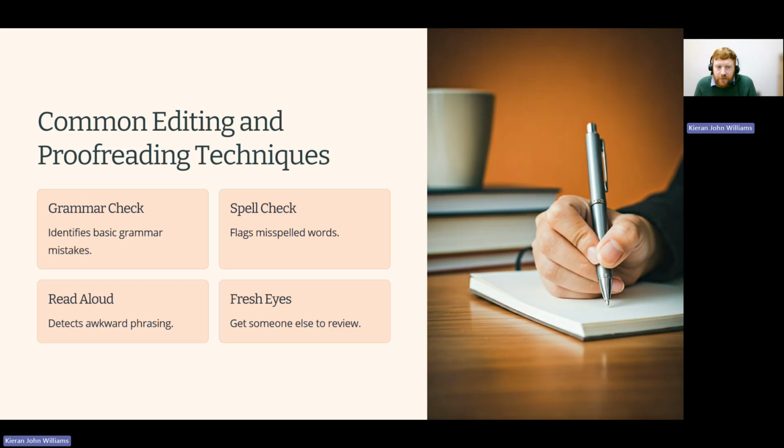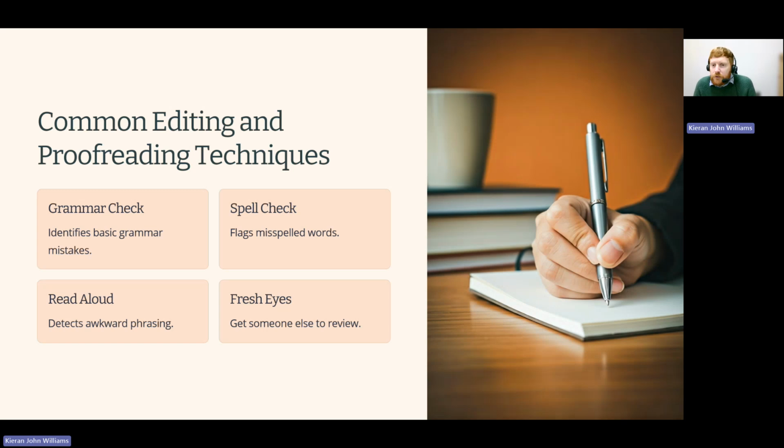So here are some practical techniques to help you with both of those things. Now, remember, you can use grammar check and spell checks. These come with most software programs. You know, Microsoft Word has grammar check and spell check.